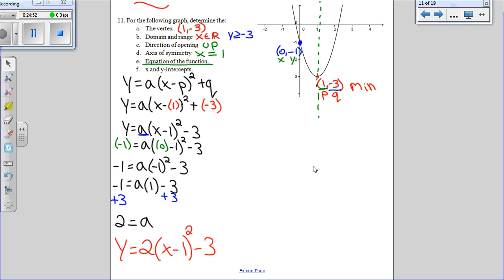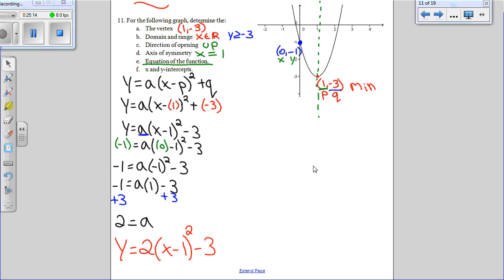All right, part F. Calculate the x and the y intercepts. Now there's a couple ways you could do that. Calculating the y-intercept is really easy because they gave it to you. It's (0, -1). That's a really easy way to calculate the y-intercept because it was right there on the graph. To calculate the x-intercepts, however, it's a little bit tricky.